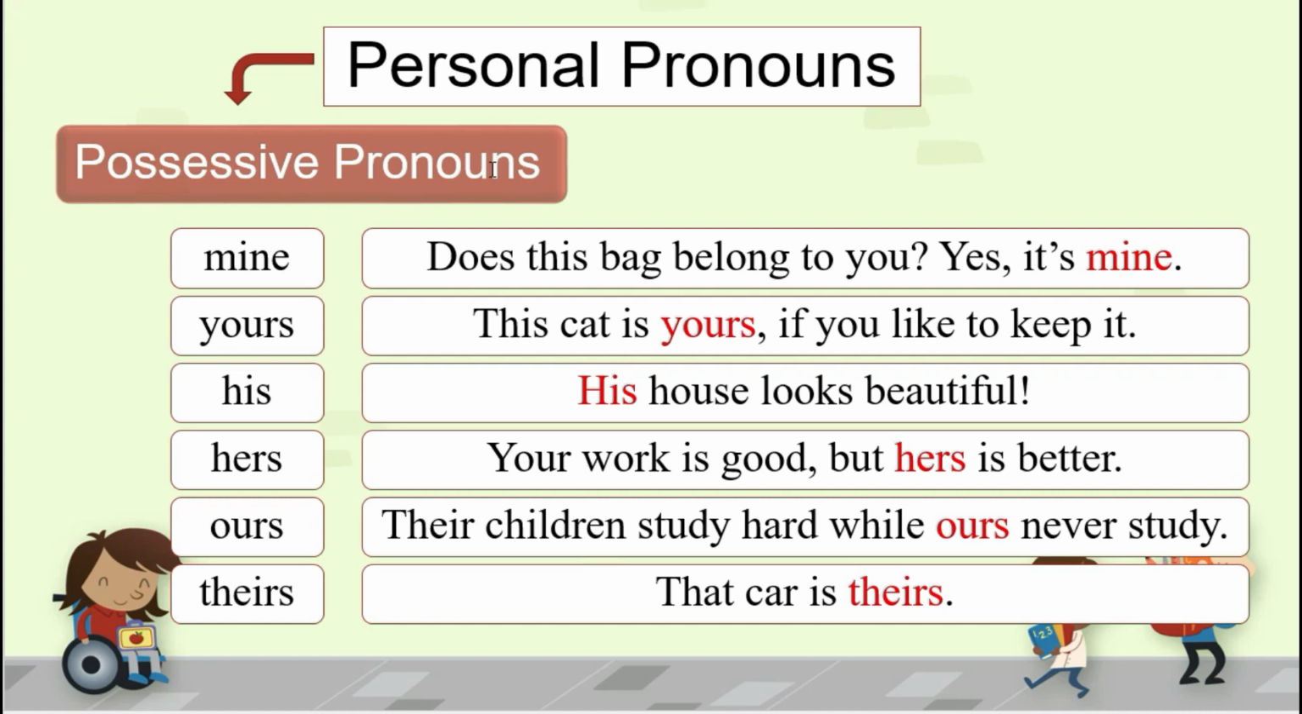Now let's take a look into some of the sentences for both adjective and noun forms. Mine. Does this bag belong to you? Yes, it's mine. Yours. This cat is yours if you like to keep it. His. His house looks beautiful. Hers. Your work is good, but hers is better. Ours. Their children study hard while ours never study. Theirs. That car is theirs.